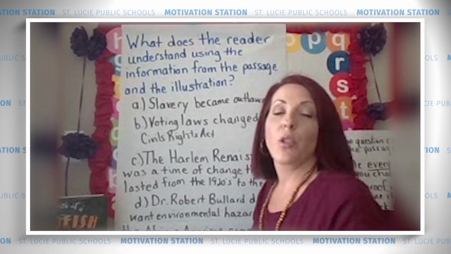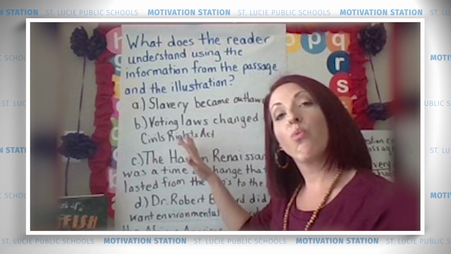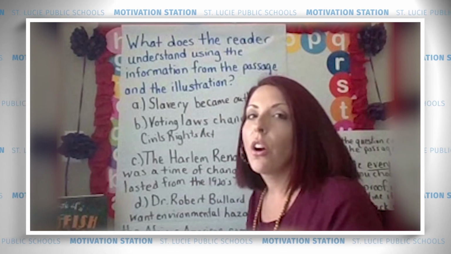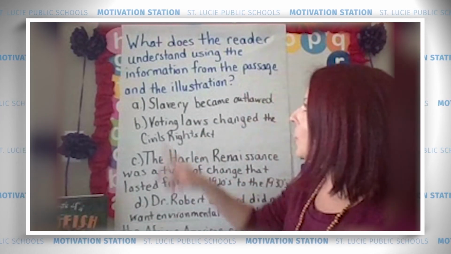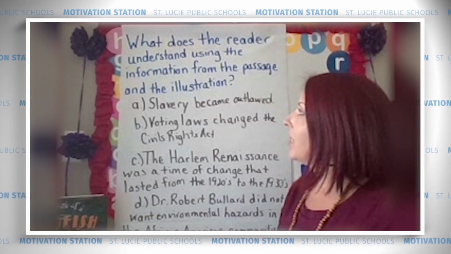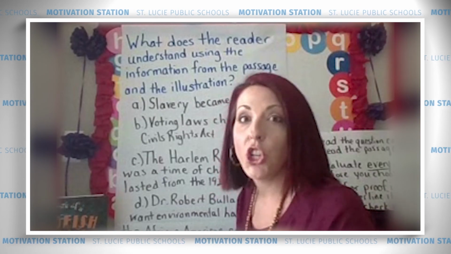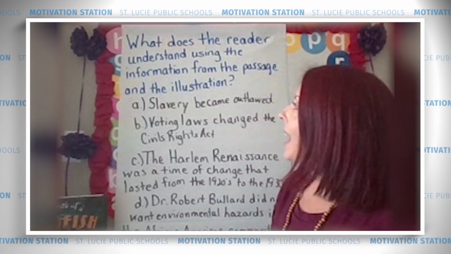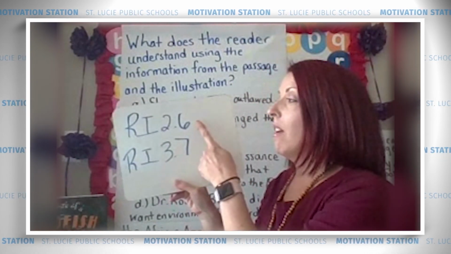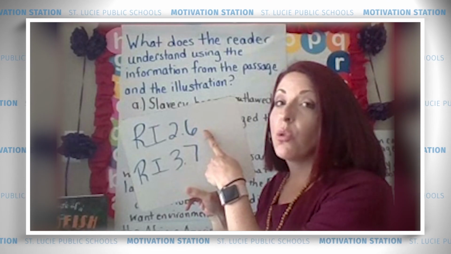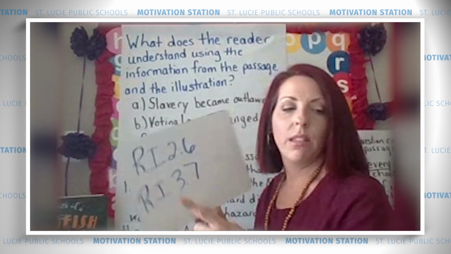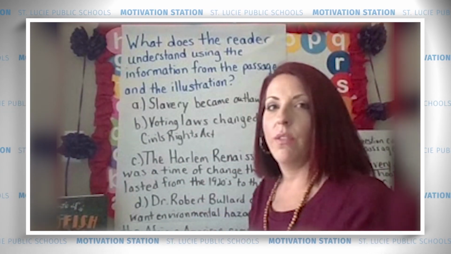So what I'm going to do first, boys and girls, is go through and read all the questions and then reread the passage. Remember, that's the R in our relax strategy. So what it says up here, boys and girls, is: what does the reader understand using the information from the passage and the illustrations? So, boys and girls, today I have to work on what the information is in the passage and what the author's thinking about a topic, as well as what's in the illustrations. So that's our question for today.